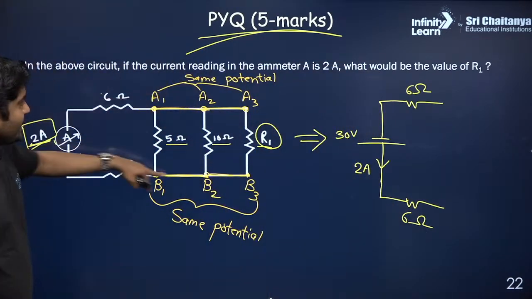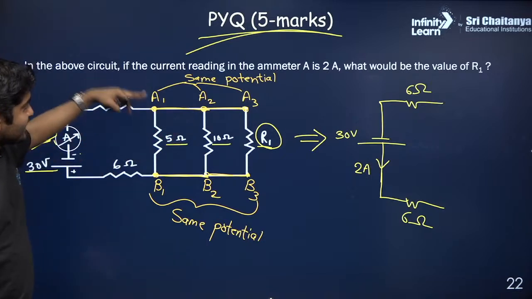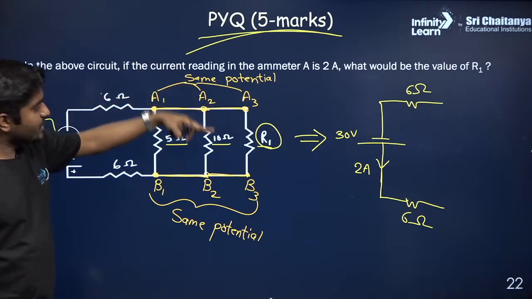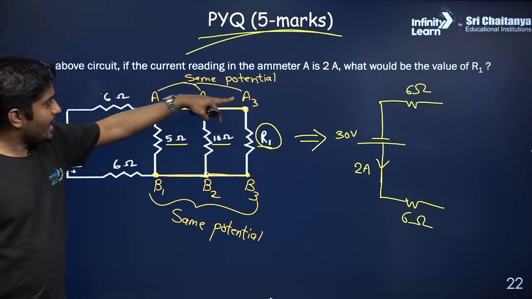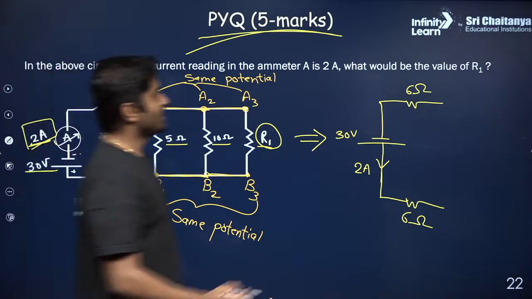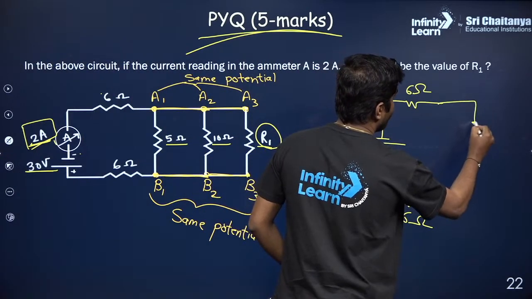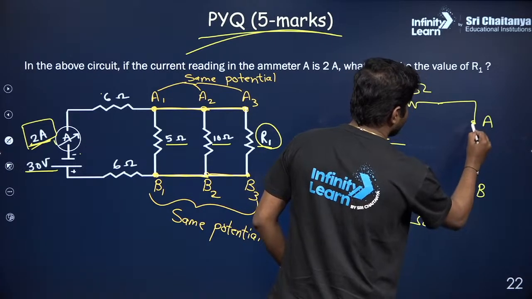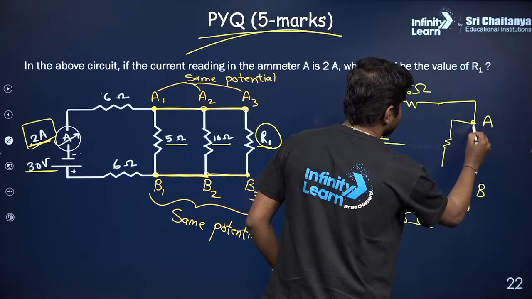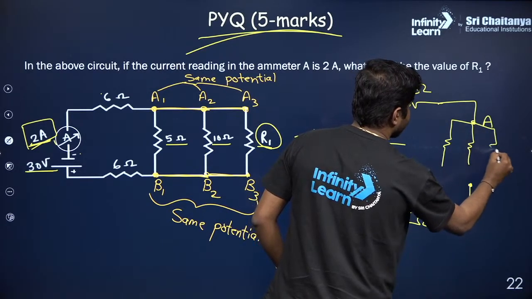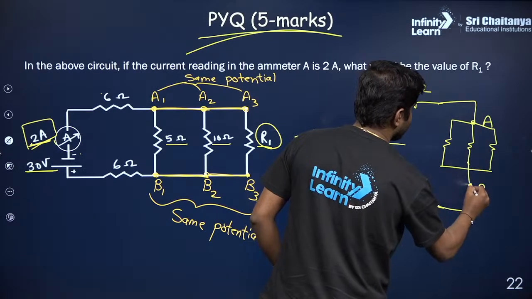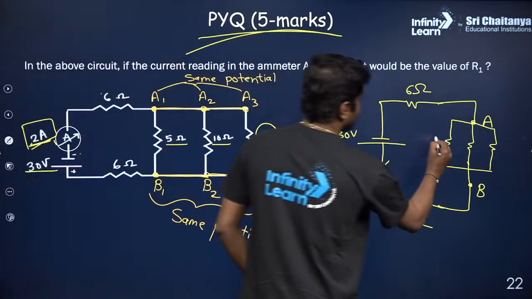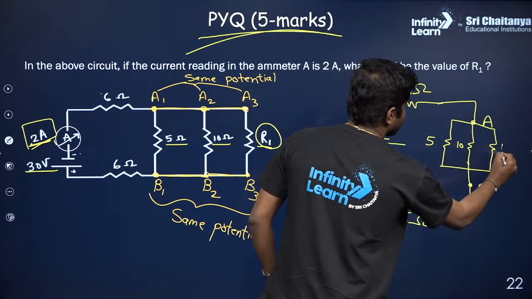And all these 3, they are in parallel because of the same potential difference between A1 and B1, same potential difference between A2 and B2, same between A3 and B3. So I'll just write 2 points here. This is point A and this is point B. So there are 3 resistances which are in parallel. And what are these? 5, 10 and R1. This is 5, this is 10, this is R1.